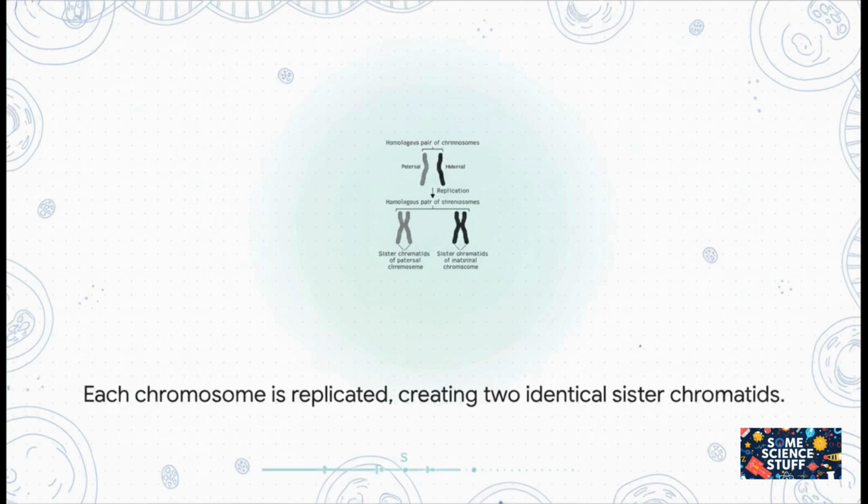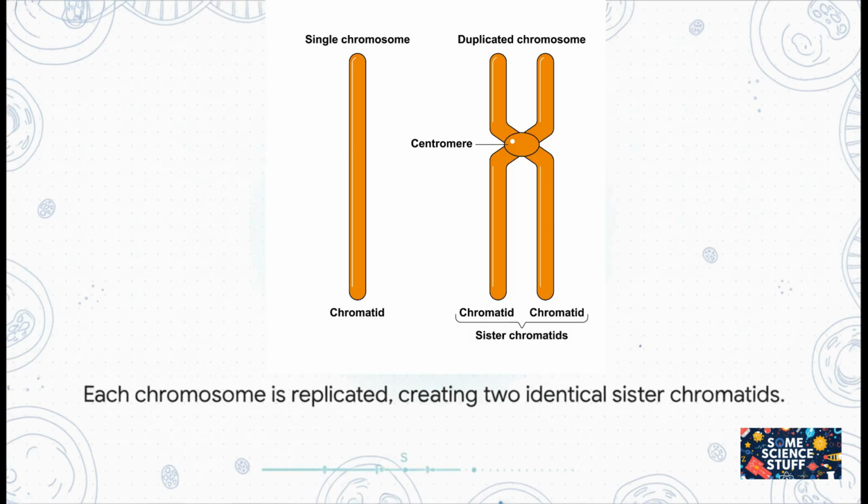And this picture right here shows you exactly what's going on. We start with a homologous pair, one chromosome from mom, one from dad. During that S phase, each one gets copied perfectly. This creates that classic X shape that you always see in textbooks, where the two identical halves, which we call sister chromatids, are joined together at that central point, the centromere.